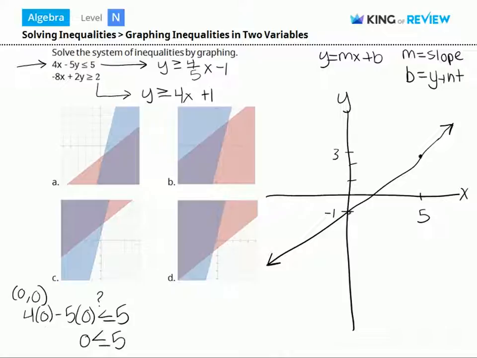So we know that the point 0, 0 is part of our solution. So we'll shade the side of the line that includes the point 0, 0. So I'll shade like this.